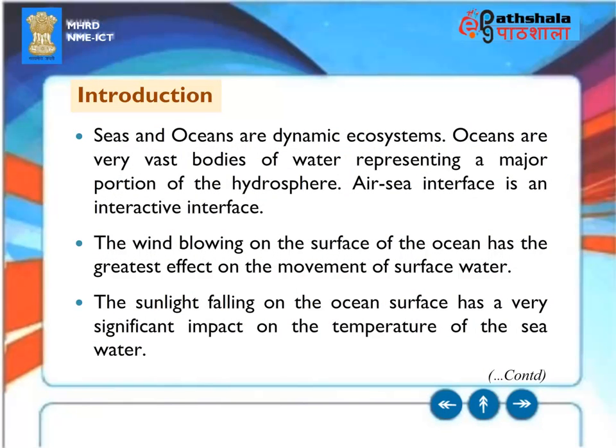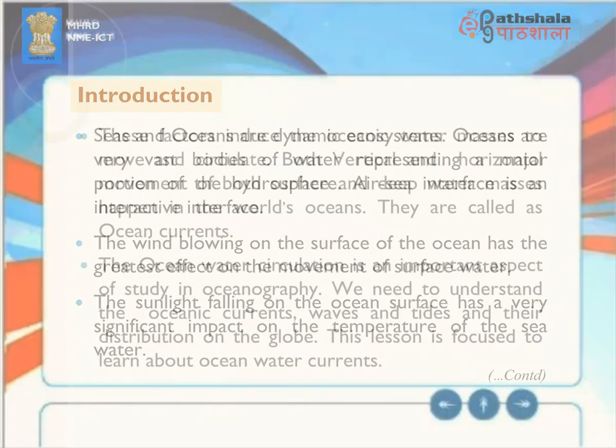Introduction. Seas and oceans are dynamic ecosystems. Oceans are very vast bodies of water representing a major portion of the hydrosphere. Air-sea interface is an interactive interface. The wind blowing on the surface of the ocean has the greatest effect on the movement of surface water. The sunlight falling on the ocean surface has a very significant impact on the temperature of the seawater.